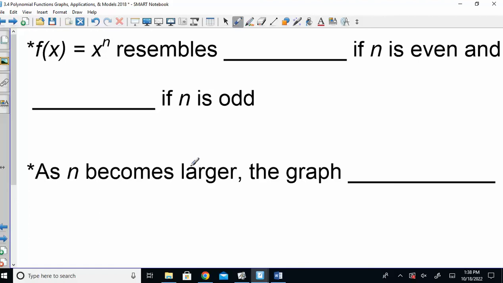So it turns out if you just have x to a power, if that power is even, it will look like x squared. And if that power is odd, it will look like the x cubed. The only difference, as the power gets bigger, the graph will narrow. So it just gets skinnier and skinnier, but the same general shape is kept.